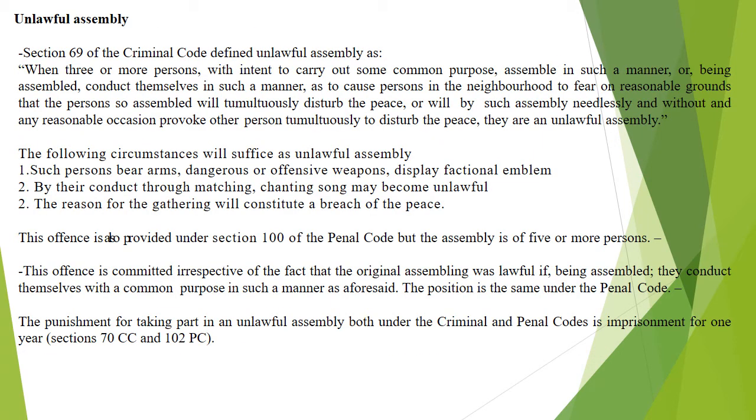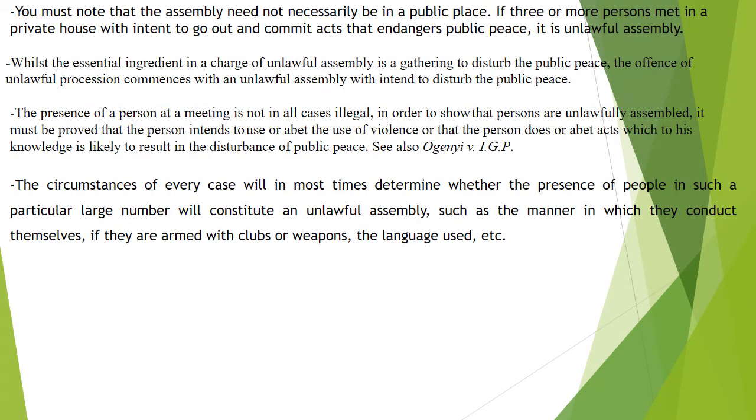So, under Section 69 of the Criminal Code, unlawful assembly. Now, another thing we should take note of is that it does not necessarily have to be in a public place. If 3 or more persons meet in a private place with intent to go out and commit acts that endanger public peace, it could also be taken as unlawful assembly.